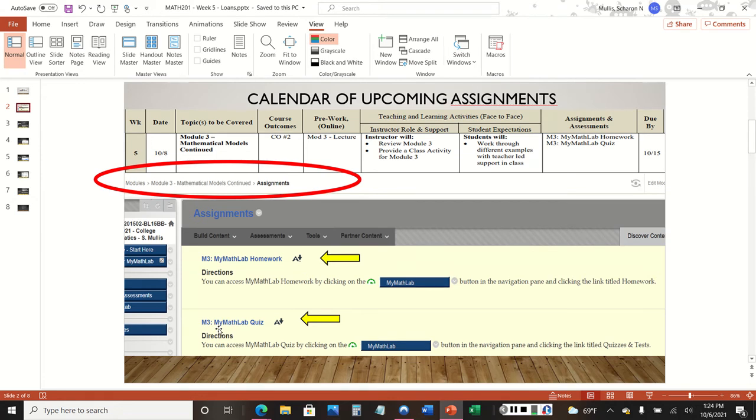here's a list of the assignments that are due for this upcoming week. We're in week 5. Again, we're going to be going over mathematical models. We're in module 3. So you'll have the Module 3 homework and the Module 3 quiz due by October 15th. To get to these assignments, as always, you go into Blackboard for this class, Module 3 assignments, and you'll see the 2 assignments listed at the top.